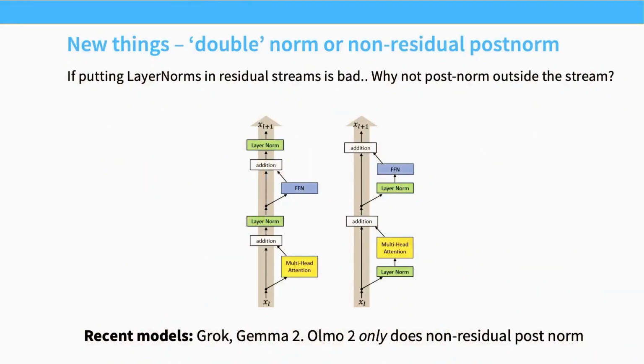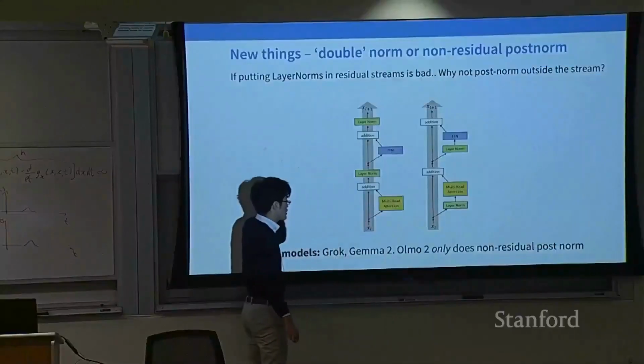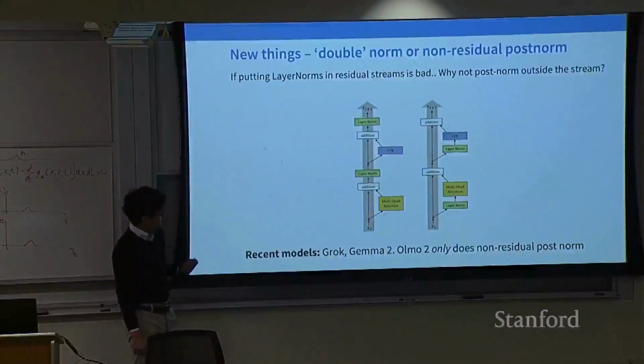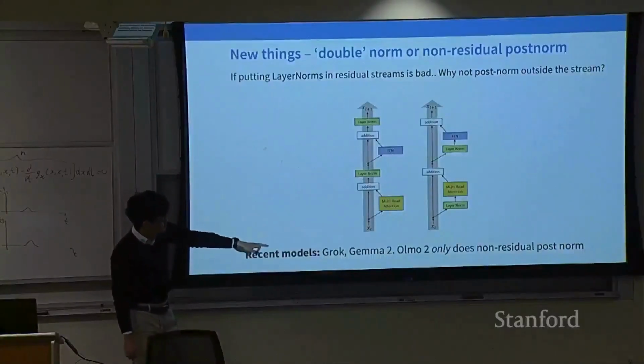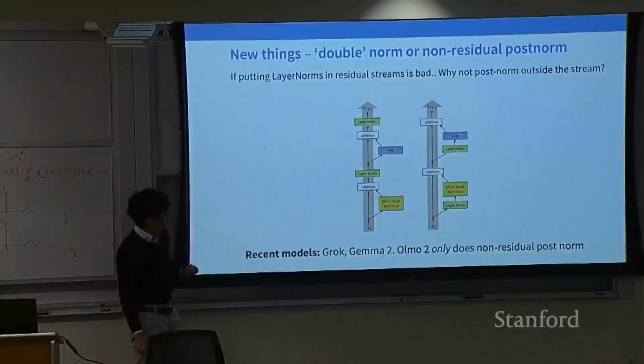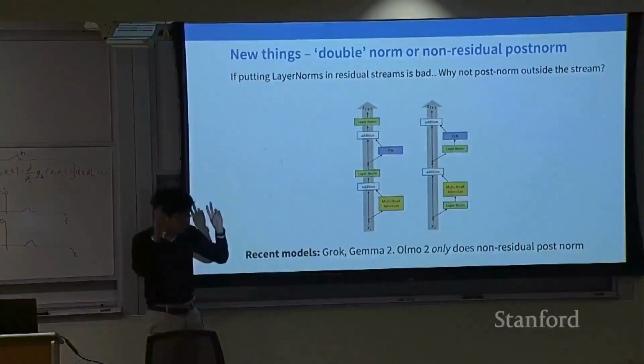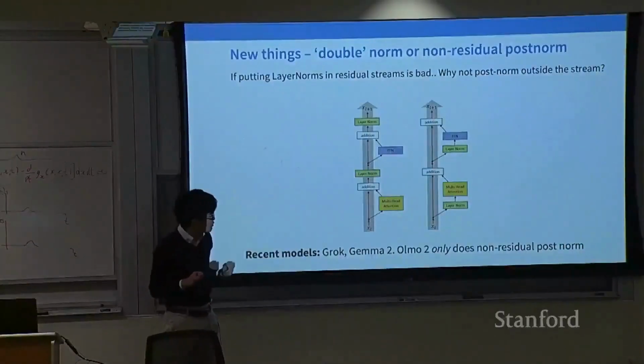So now, if putting layer norms in residual streams is bad, why does layer norm have to be at the start? Of course, we have pre-norm, which is before a computation, but we could have it after a computation as well, right? That's equally good, at least under that logic. And that's exactly right. Many recent models, like Grok or Gemma 2 or Olmo 2, have this structure where they've moved the layer norm after the computation. So it's a post-norm of a kind, but it's outside the residual stream.